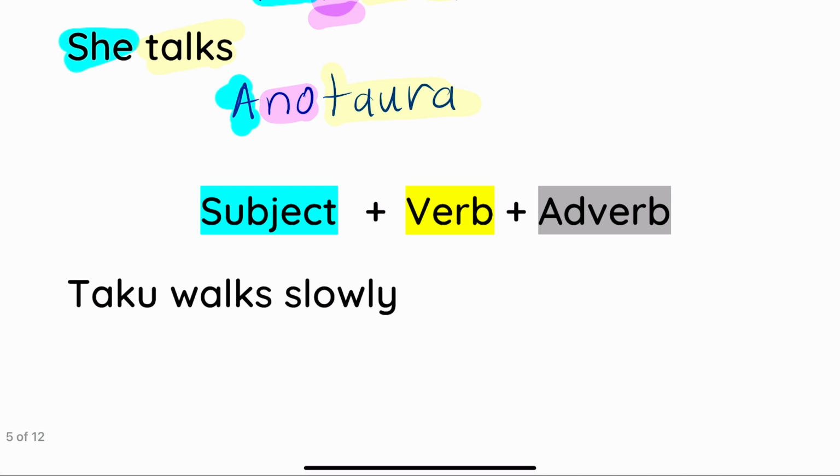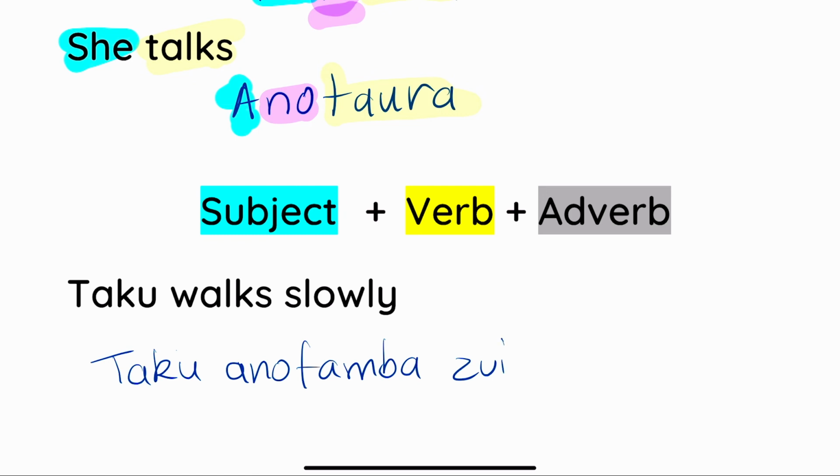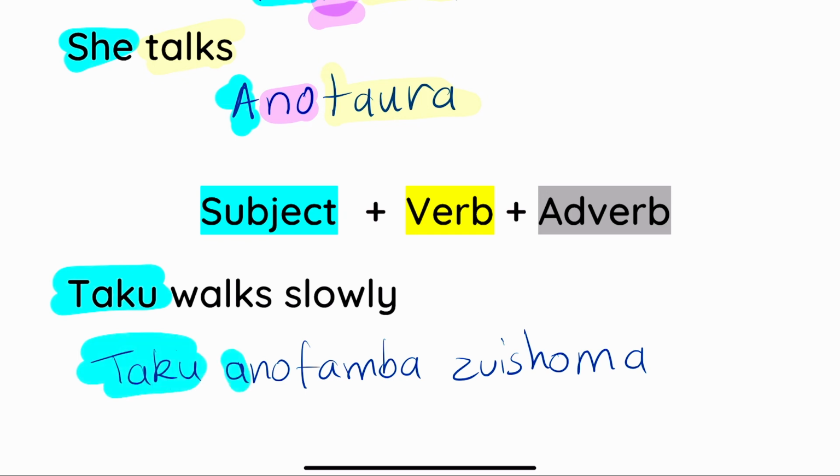Sometimes we want to add a bit more information, like an adverb. So if I wanted to say Taku walks slowly, then that would translate to Taku anofamba zvishoma. Let's mark that out. Taku is our subject, as well as the beginning prefix a. Taku a is our subject. Our verb is walks, which translates to famba. Our present tense marker, as usual, no. And then here we have our adverb, zvishoma, which means slowly at the end. Taku anofamba zvishoma.